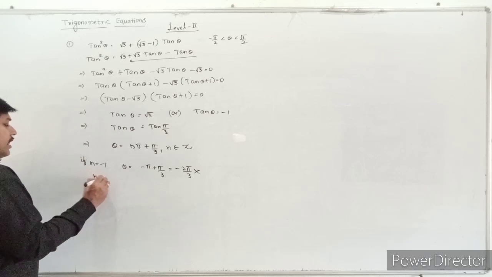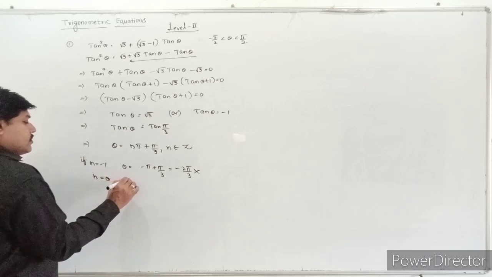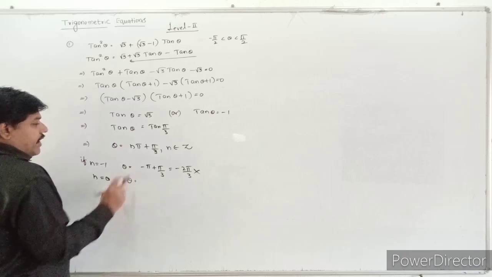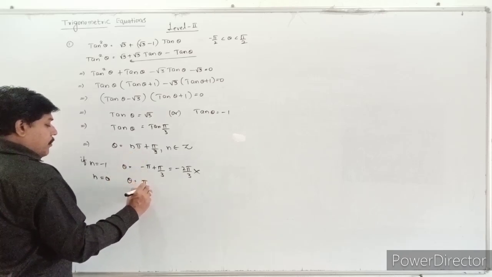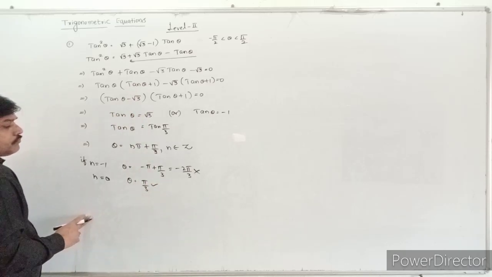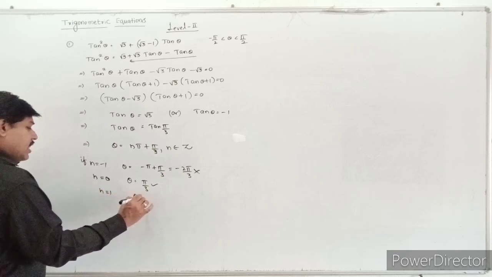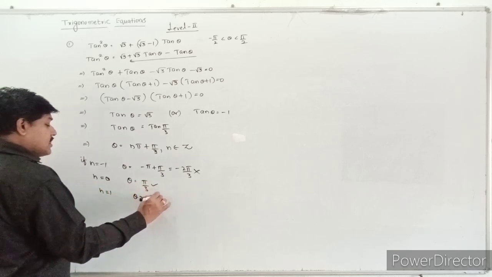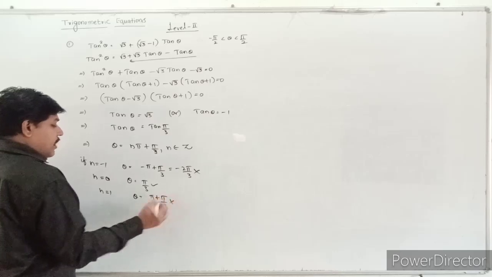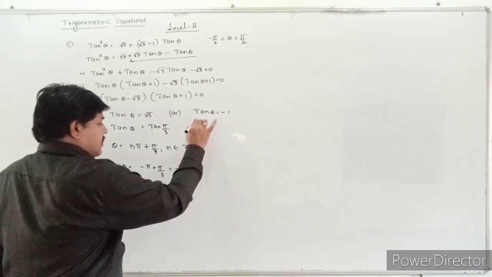So next we will take n = 0. If n = 0, what happens? See this one, students, θ = π/3. So π/3 belongs to the given interval, yes or no? If n = 1, θ = π + π/3, which is not there. So only one solution exists here. So go for the next one.